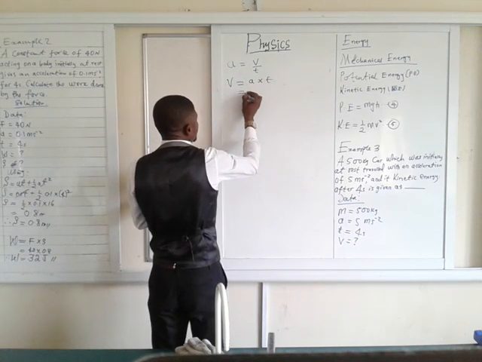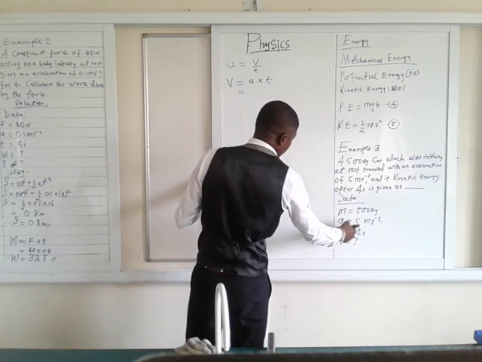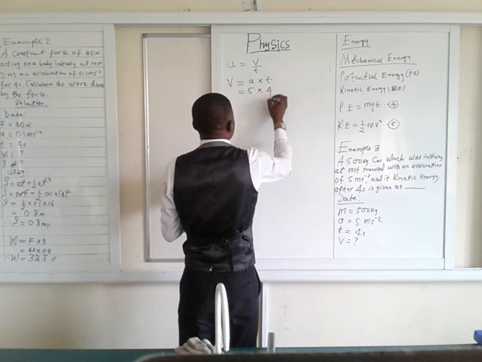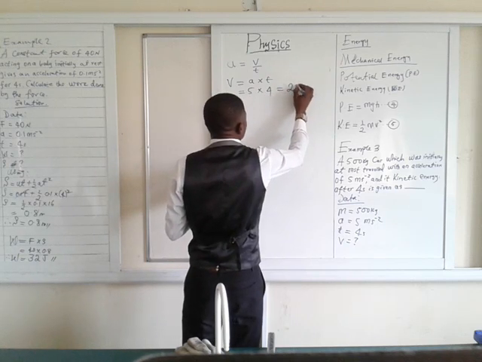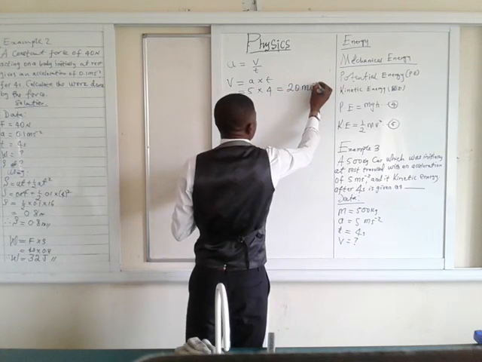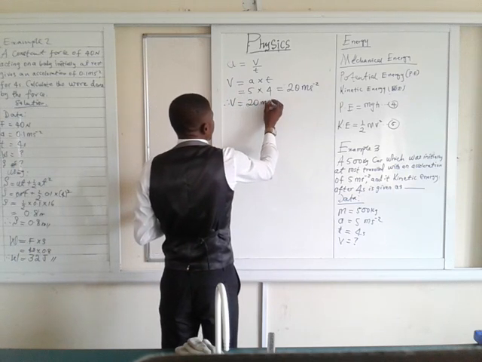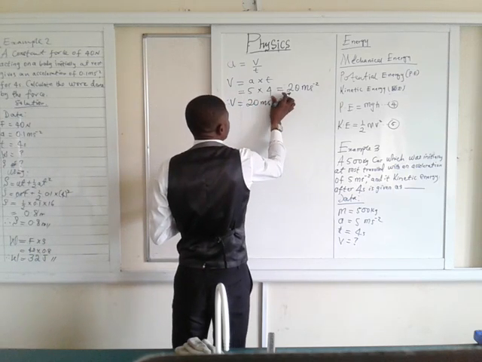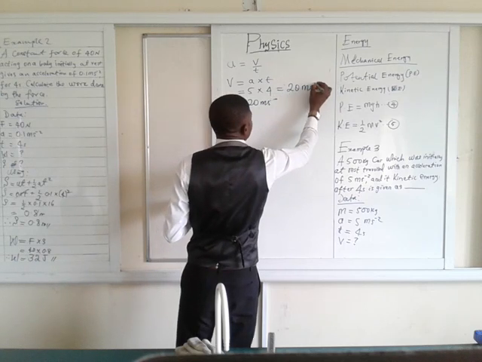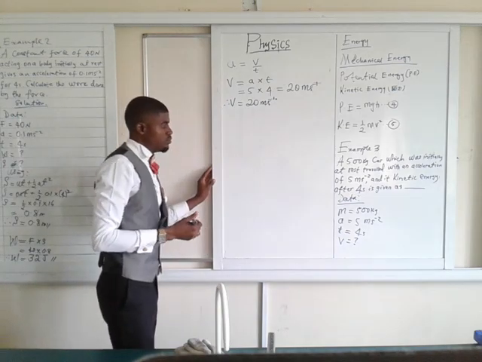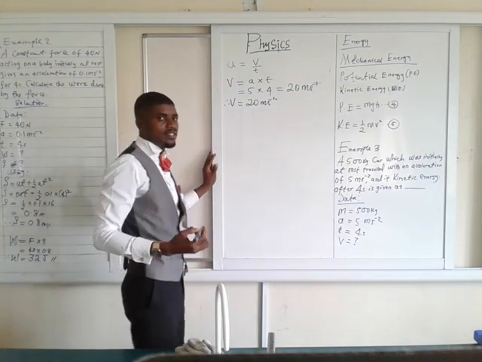By substituting the values here, we have A as 5 and T as 4, and so we have 20. Therefore, your velocity is 20 meters per second. We now move to calculate the kinetic energy.